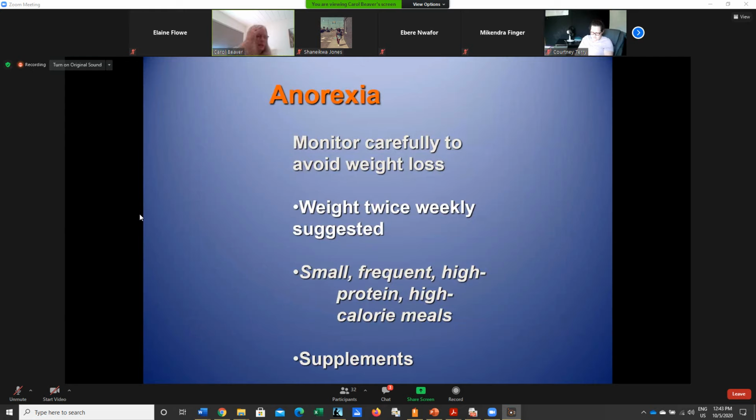Okay, so I'm doing some side effects, and I think all of them really can be noticed with radiation and chemotherapy. So with anorexia, not wanting to eat, monitor carefully to avoid weight loss. This is just a suggestion, weigh twice weekly, that you want to keep up with their weight anyway. And then small, frequent, high protein, high calorie meals, as patients do need energy. And they need protein to build up. If they do have some problems with the normal tissues with radiation or with the chemotherapy, then you want to have protein in order to repair the normal cells. And then you can have some supplements that have the vitamins and minerals and lipids and proteins, all that.